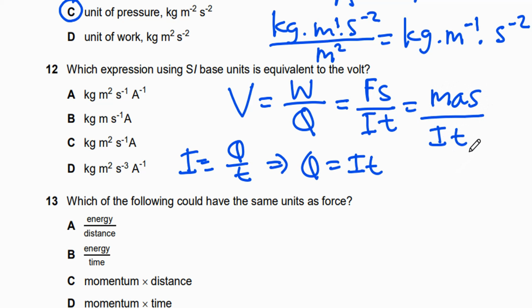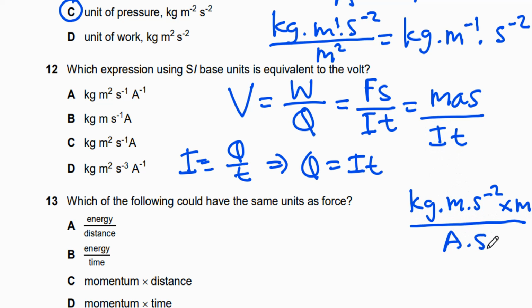Now we can bring in the SI units. We know for mass, it's the kilogram. Acceleration is meters per second squared. And displacement is meters. Current we know is amperes. So ampere seconds. We can simplify this.